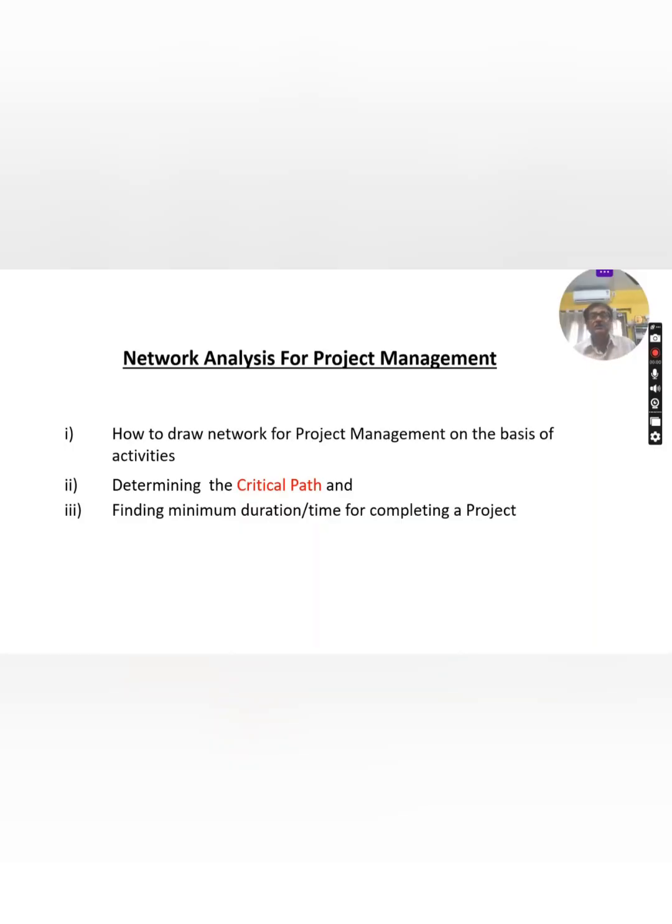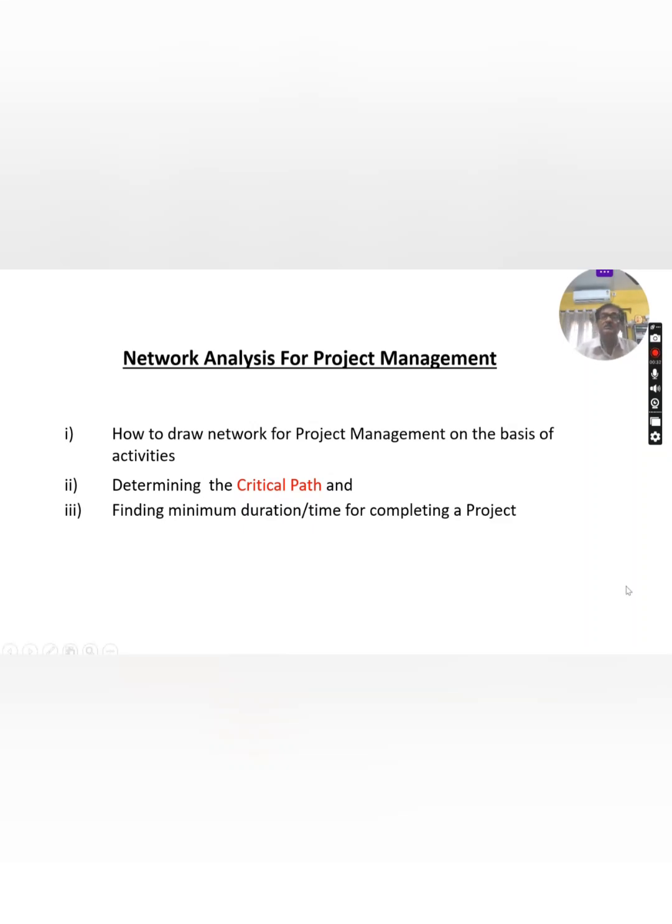Discuss network analysis for project management. The discussion will be made in 3 steps. First, how to draw a network for project management on the basis of given activities, determining the critical path, and finally finding the minimum duration, that means time, for completing the project.